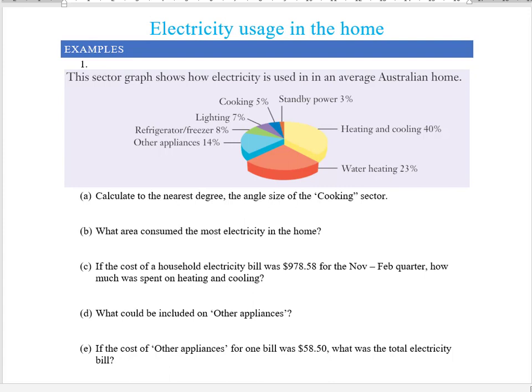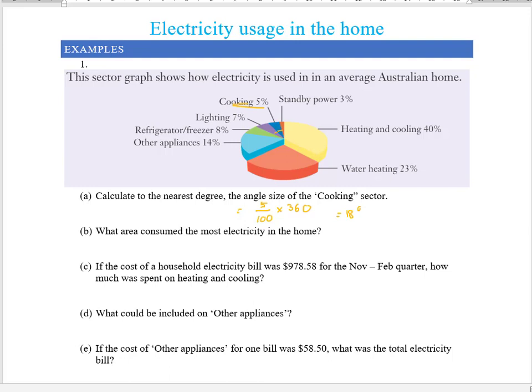And this sector graph shows how much electricity is used in an average Australian home. And it says calculate to the nearest degree the angle size of the cooking sector. Well, from up here, you can see that the cooking sector is 5%. And we know that in a circle, all the angles add up to 360. So I'm going to multiply by 360 and I'm going to get 18 degrees. So if I was asked to draw this sector, I would know that I would draw a sector that had an angle in the middle of 18 degrees.